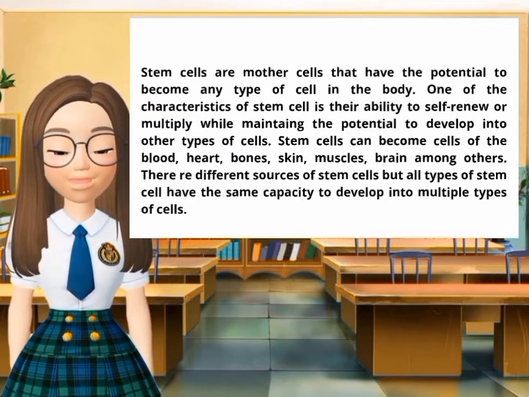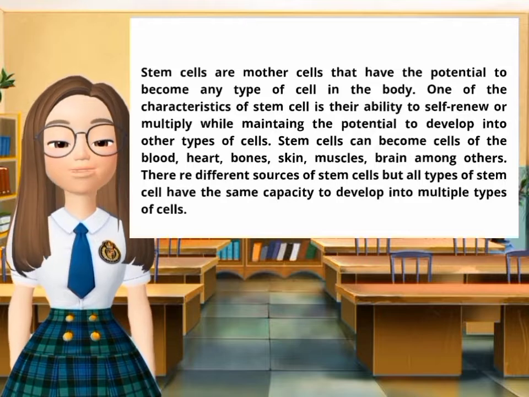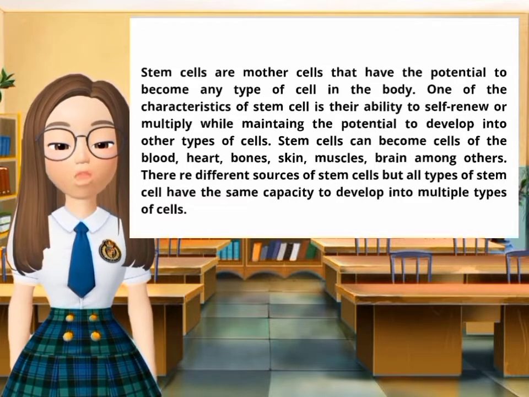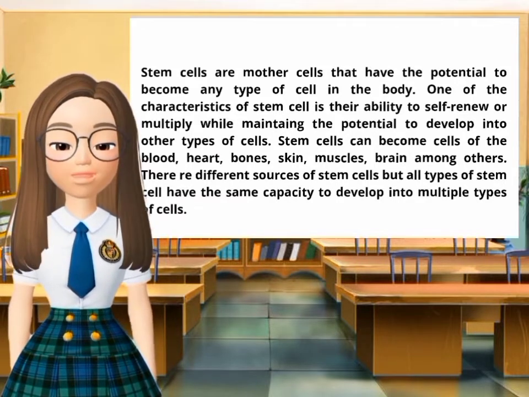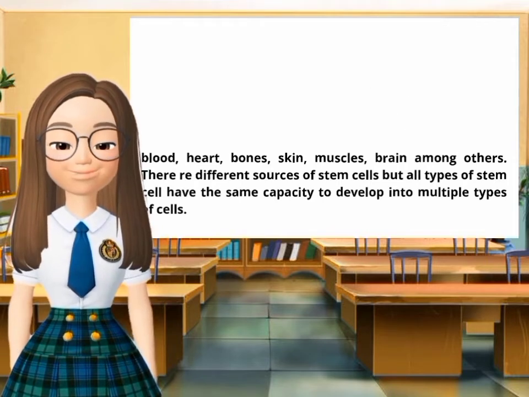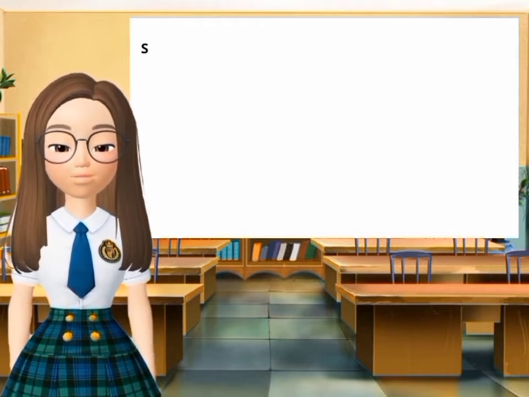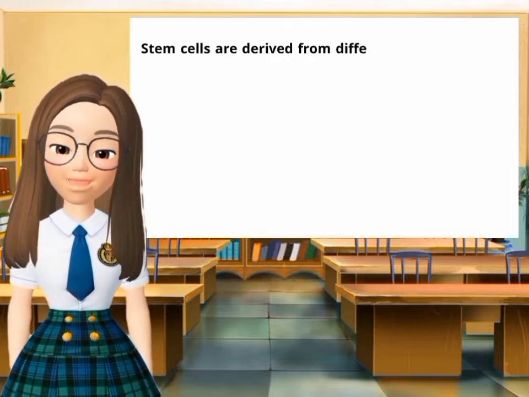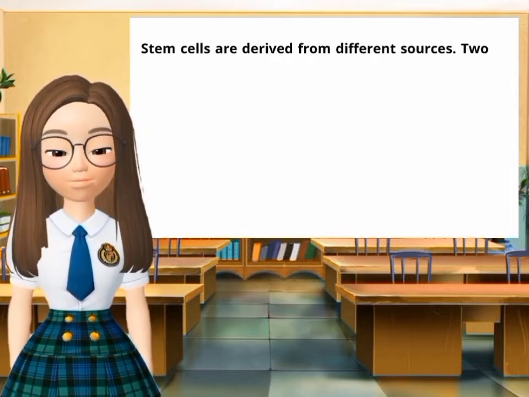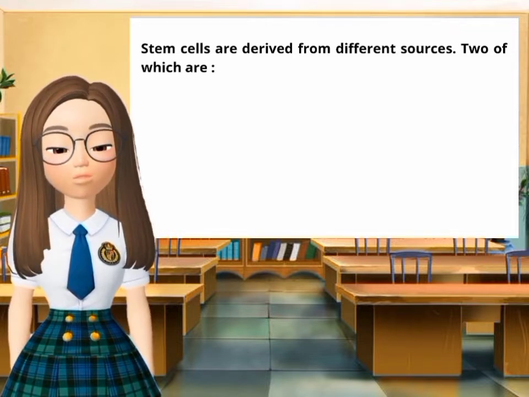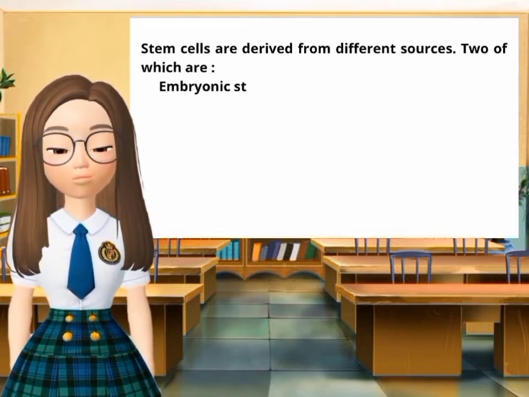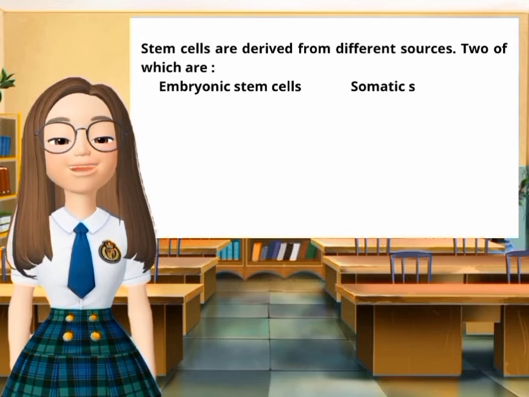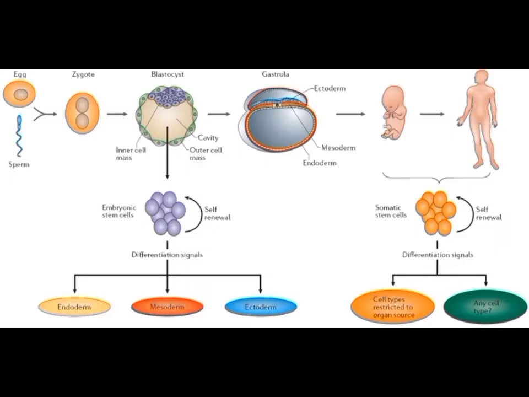There are different sources of stem cells, but all types of stem cells have the same capacity to develop into multiple types of cells. Stem cells are derived from different sources, two of which are embryonic and somatic stem cells.